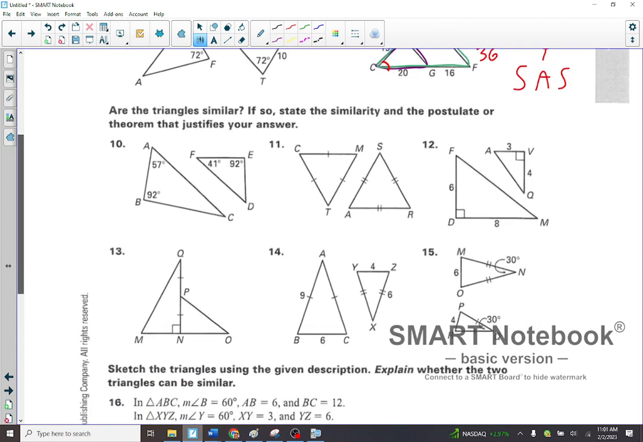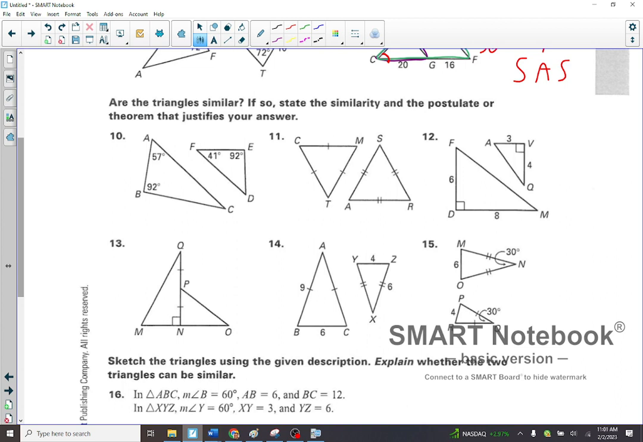Number 10. For over here, if the triangles are similar. So this one's like a page where you could choose all of them. So in this case, 92, 57, wait a second, this looks similar. 31. This is the exact same one we did earlier. And this is going to be 57.